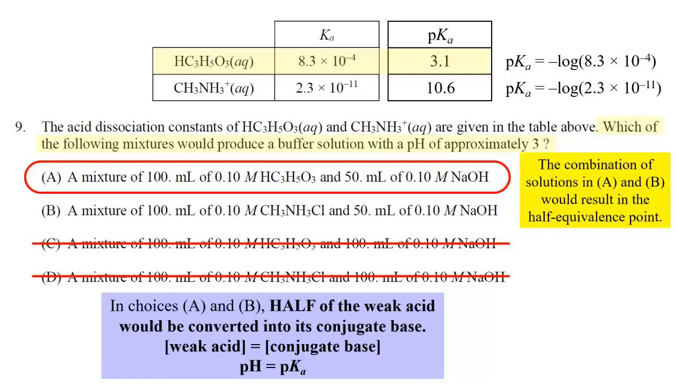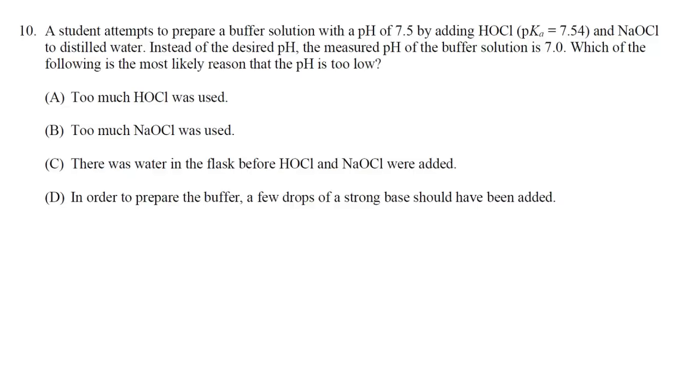Now, choice B would make a good buffer solution, but the pH of that buffer solution would be approximately 10.6. So the correct answer to question 9 is choice A. And again, that was a half titration resulting in the half equivalence point. pH equals pKa equals 3.1. All right, now let's take a look at question 10.